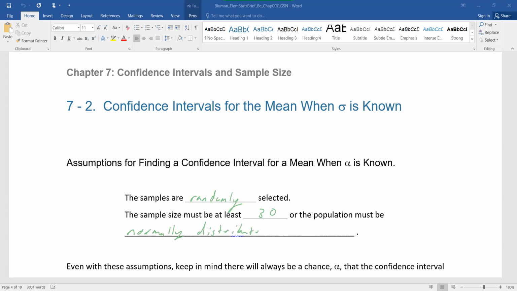And it only has to be normally distributed if your sample size is less than 30. If it's more than 30, it does not necessarily have to be normally distributed for us to calculate our interval. If it's less than 30, you have to be told it's normally distributed. Okay, that's a big fact there.